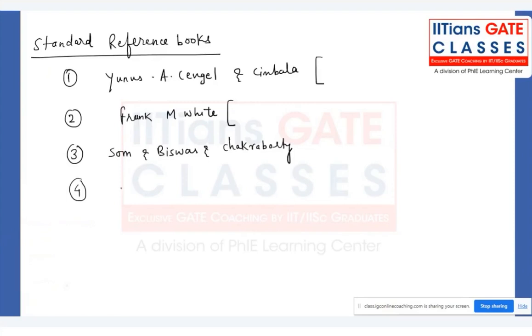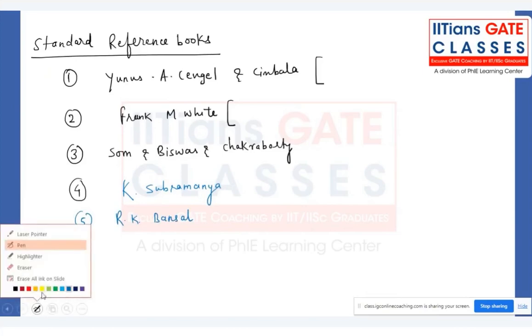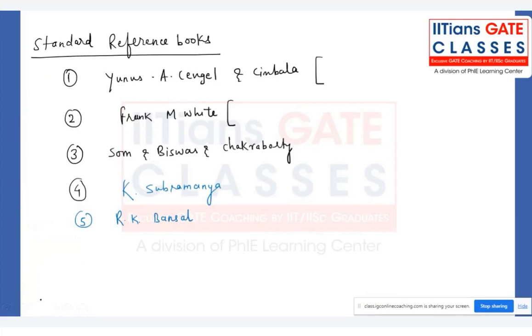And then we have K. Subramanian, and then we have R.K. Bansal. Now we should not follow R.K. Bansal because some of the things are not given accurately or precisely. Even some of the concepts are a little bit wrong. But still, I will mention that book for some reason. I will tell you.